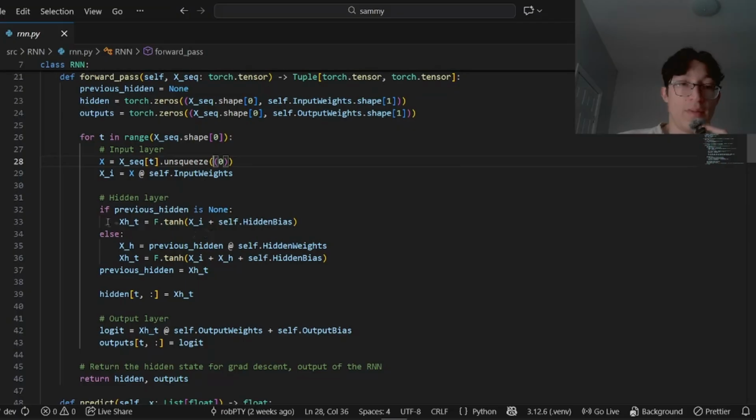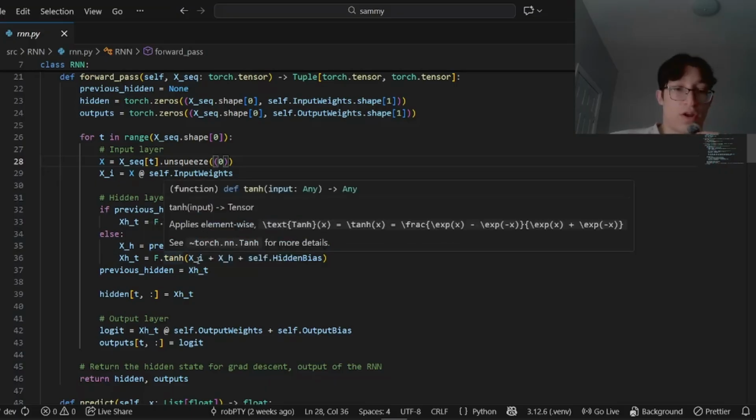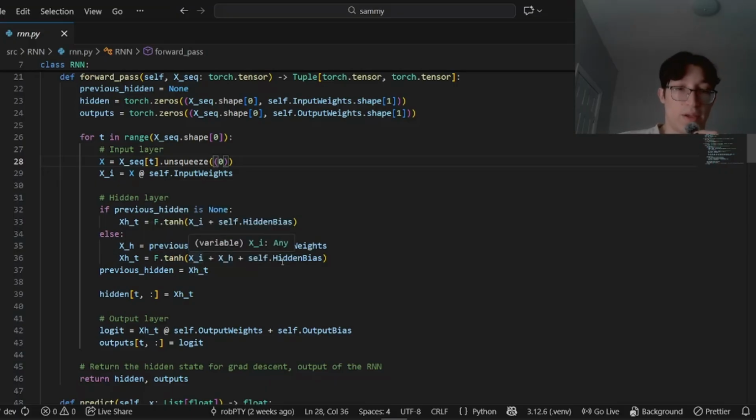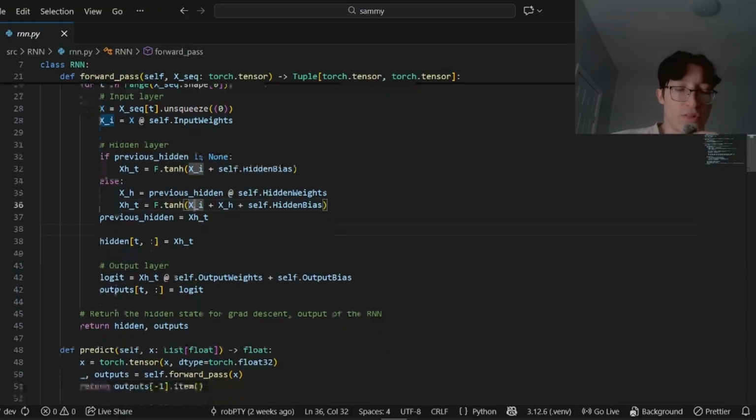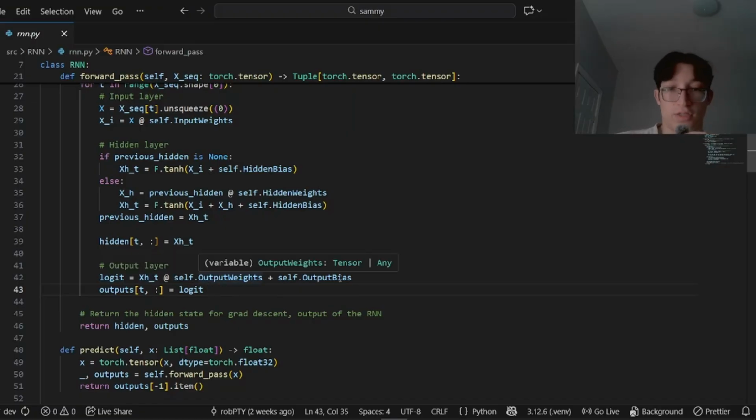At the hidden layer, if the previous hidden is None, then we're just going to take the hyperbolic tangent of x of i plus the hidden bias. Otherwise, if we do have a hidden state, then we're going to multiply the previous hidden state by the hidden weights, and then add it to the x of i that we calculated earlier, and add it to our hidden bias. This will give us the hidden state for the next time step, so we're going to update previous hidden to be the hidden state value. Then finally, we're going to calculate the output layer here, which again, as we remember, is the formula y equals h of t times Wy plus the bias.